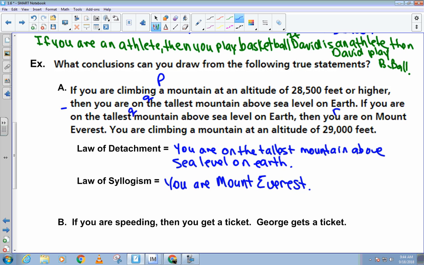You're on Mount Everest, right? Because it says if you're climbing a mountain at an altitude of 28,500 feet or higher, then you're on the tallest mountain above sea level. If you're on the tallest mountain above sea level, you're on Mount Everest. So I'm telling you, you're climbing at an altitude of 29,000 feet, right? I can conclude I'm on Mount Everest. Okay? So this would be your ultimate conclusion right here. It would be that you're on Mount Everest. But these both can be concluded due to different laws. Alright? Okay, last one.